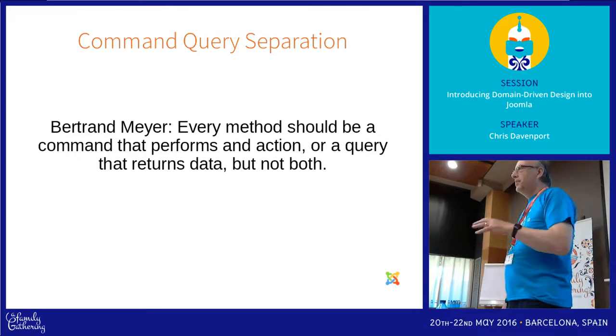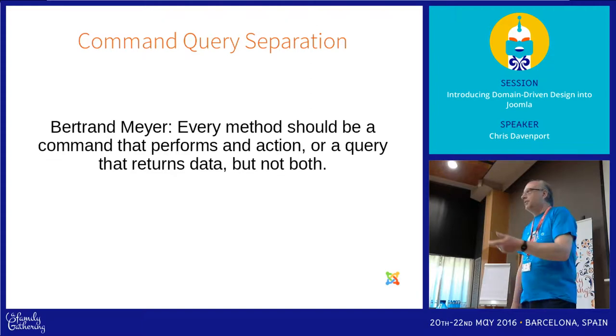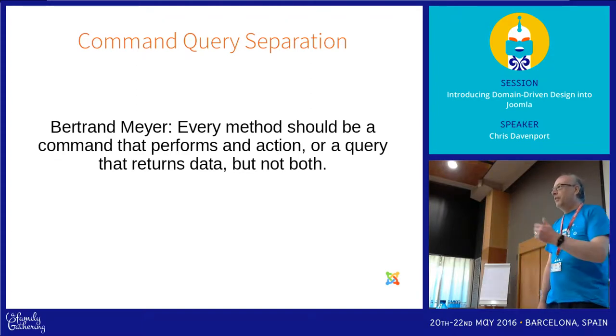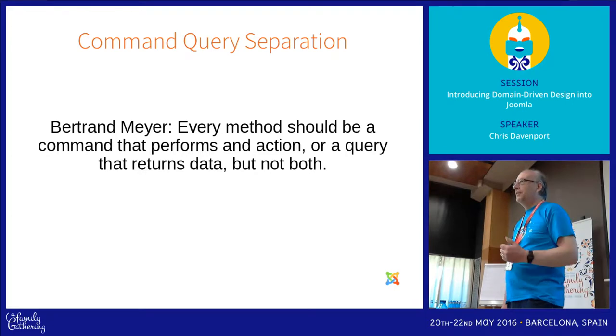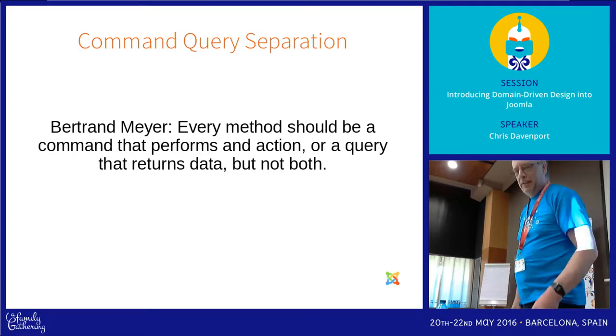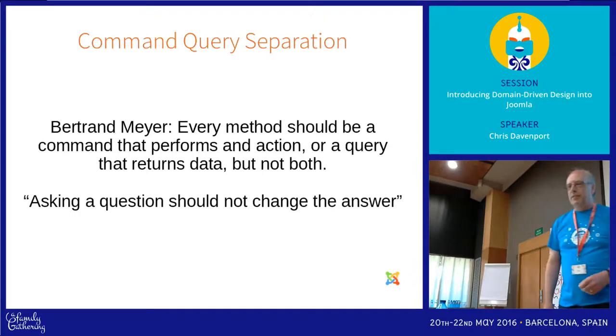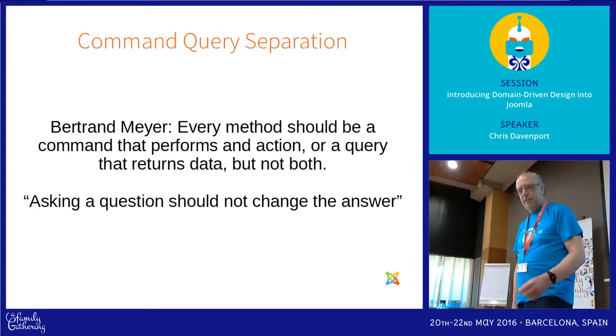And that tends to be the way in which we write code unconsciously. If you look at the code within Joomla, 9 times out of 10, each of the methods within models, particularly, either it updates something and doesn't return anything, or it actually returns some data. It's not often that you actually do both. So again, this is a natural grain within the software. If we actually say, well, we're deliberately going to make sure that that happens within the code, then it does. It has some benefits though. And the way he expressed it actually was that asking a question should not change the answer.